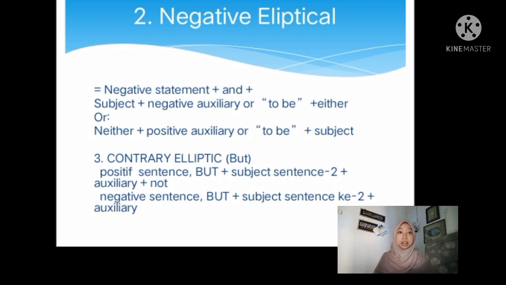Number 2. Negative elliptical. Negative statement plus and subject plus negative auxiliary or to be plus either, or neither plus positive auxiliary or to be plus subject. 3. Contrary elliptical or but. Positive sentence but plus subject plus auxiliary plus not. Negative sentence but plus subject plus auxiliary.